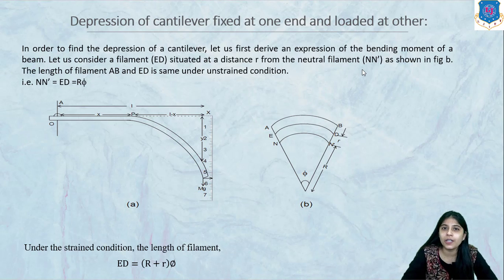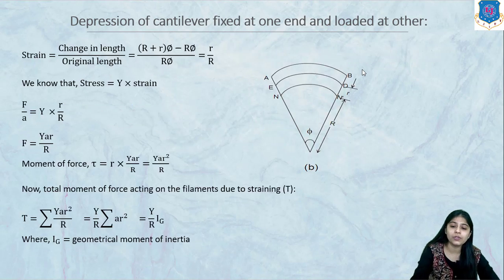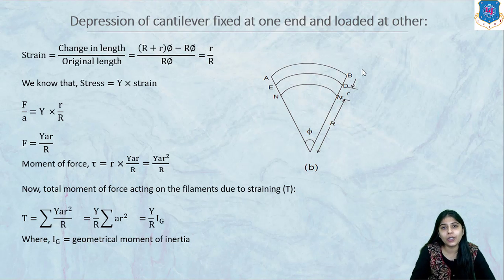Under the strained condition, the outer filaments over the neutral filament will be elongated and the inner filaments will be compressed. ED is the outer filament over the neutral filament, so its length will increase by small r. After the load is applied, ED will be R plus r into phi. Now we know that strain is change in length upon original length.